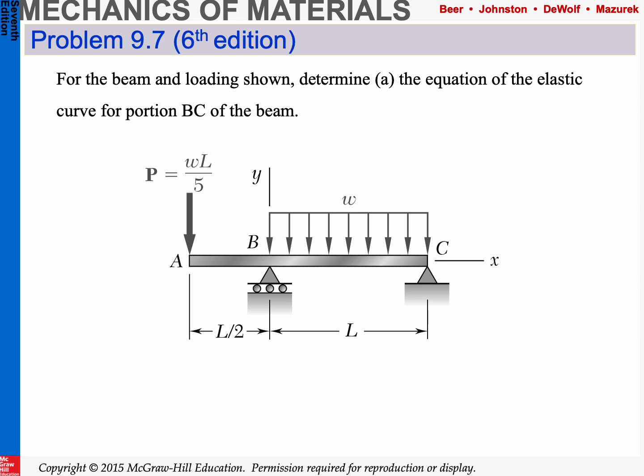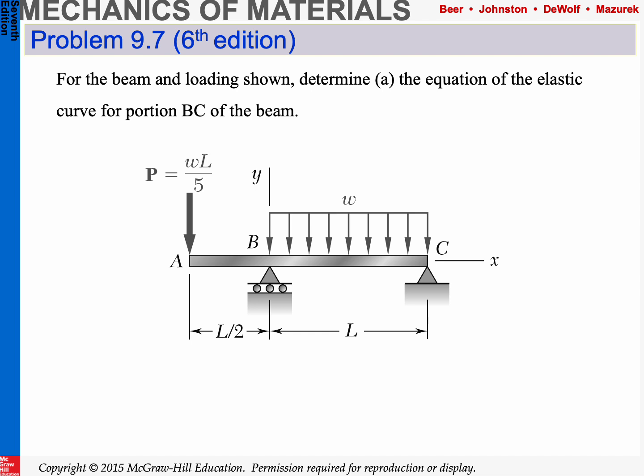Now let's do an example problem. For the example problem, this is from the 6th edition, and it shows you a cantilever beam with a point load at the left end at A, a uniformly distributed load between B and C, and we have to find the equation of the elastic curve in this portion BC.